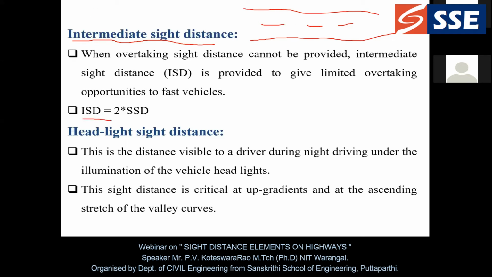Generally, this can be taken as 2 times the stopping sight distance. Next one is the headlight sight distance, very important, especially during the night time, and that too on curves, especially valley curves on a road surface. In that case it is going to be very critical for upgradients and at valley curves also. So here, what is the distance visible to the driver during the night time under the illumination of vehicle headlights?